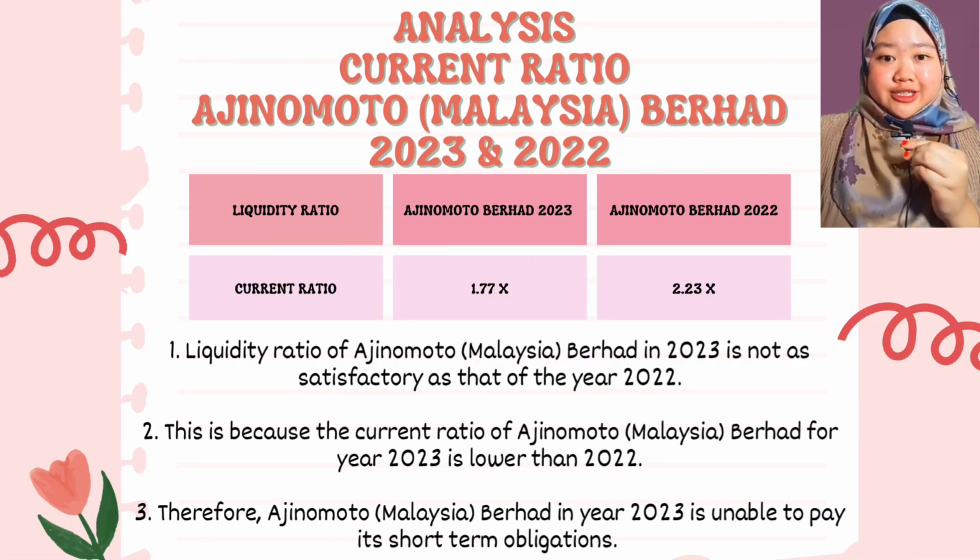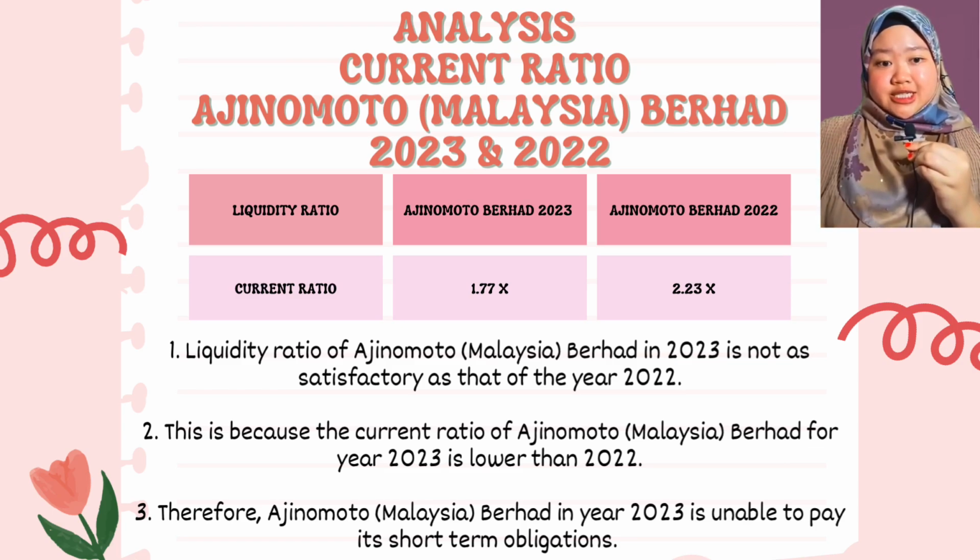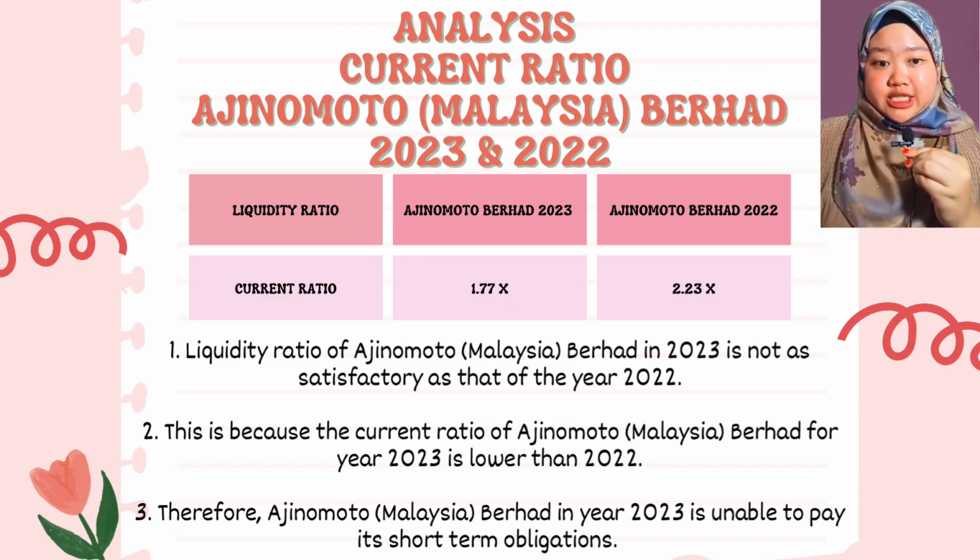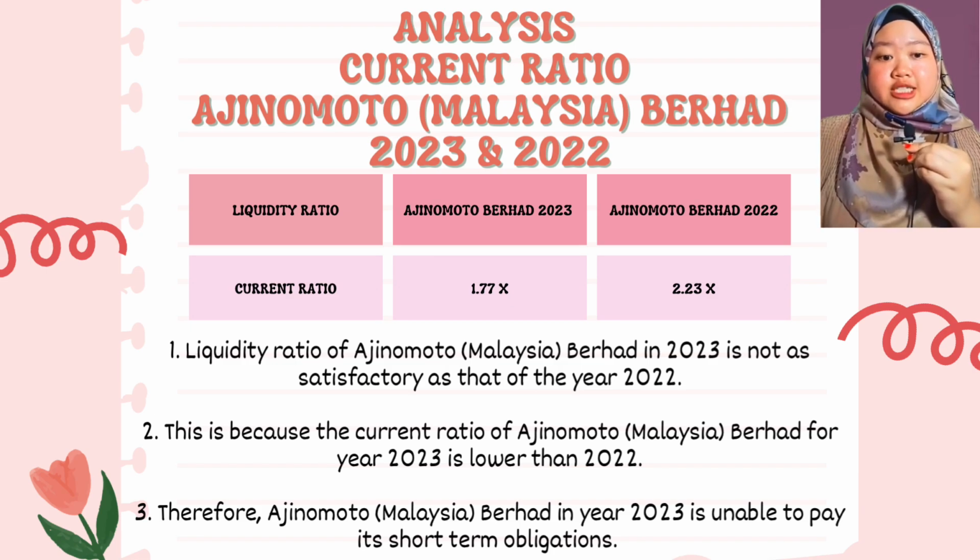Now that we have the current ratio amounts for both years, let's begin to analyze and compare them. As you can see here, liquidity ratio of Ajinomoto Malaysia Berhad in 2023 is not as satisfactory as that of the year 2022. This is because the current ratio of Ajinomoto Malaysia Berhad for year 2023 is lower than 2022. Therefore, Ajinomoto Malaysia Berhad in year 2023 is unable to pay its short-term obligations.